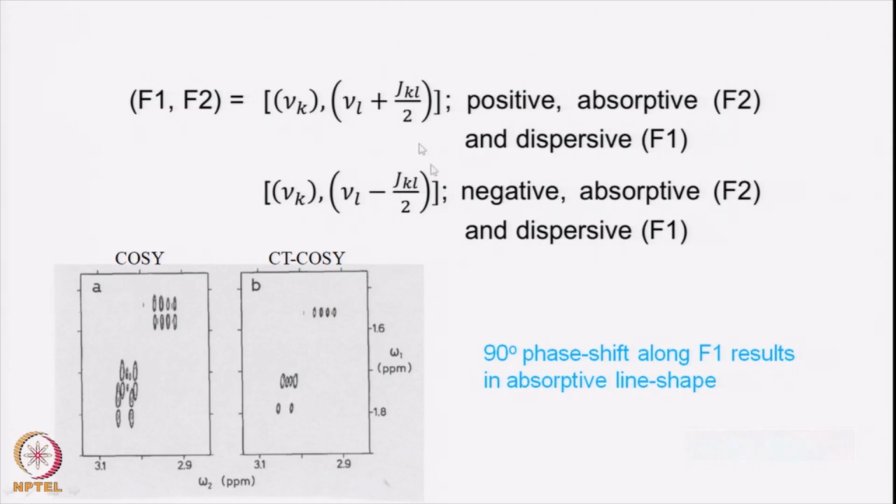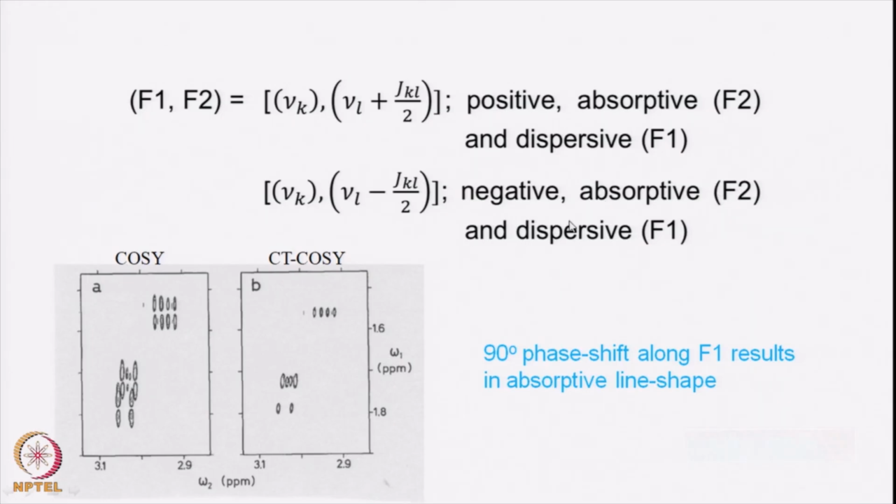So if this is positive, this will be negative, but both are cosine terms, and therefore this will produce an absorptive peak along the F2 dimension. And notice this is absorptive along F2, but this will be dispersive along F1 because that was the sine term, sine omega k T1. Because along the F1 dimension I will have this omega k frequency, this is the cross peak, and it has a dispersive line shape because that was the sine term, and it is absorptive line shape along F2 for both of these peaks.